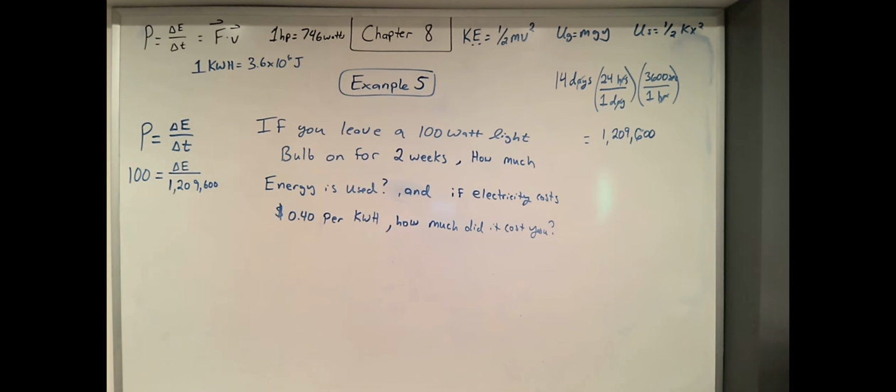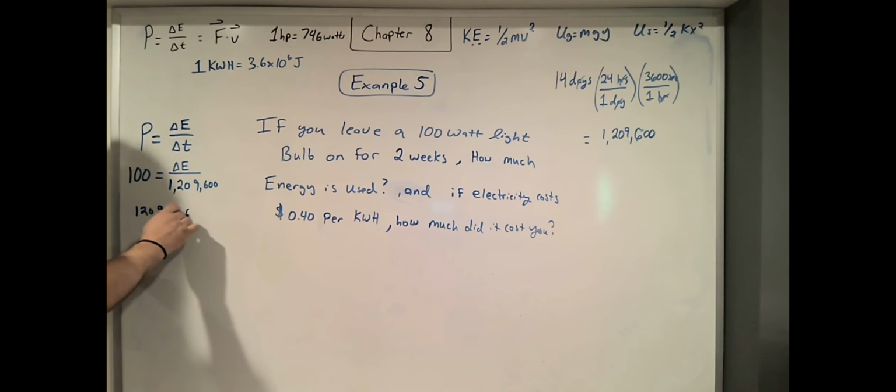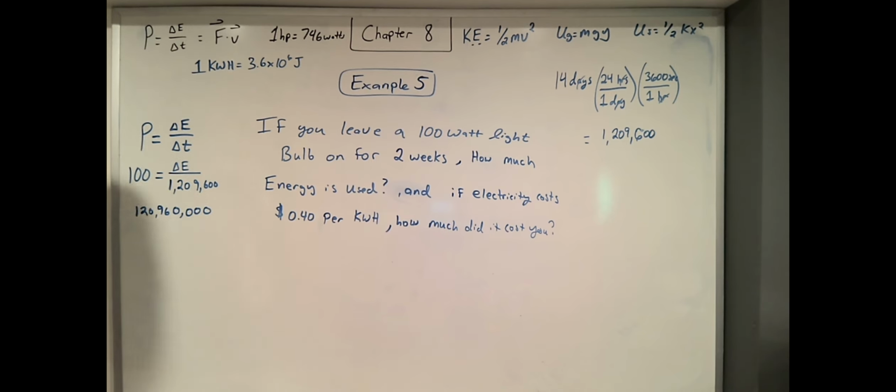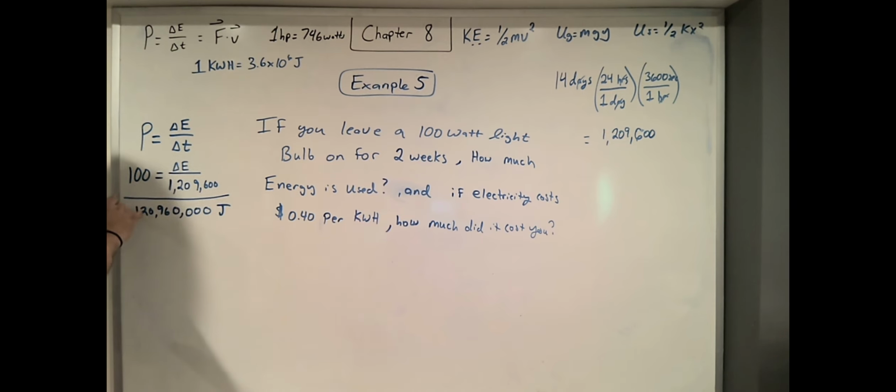All right, so I need to multiply that over to the other side. Multiply by 100. It's just now going to be 120,960,000. 120 million, 960 thousand joules is the amount of energy that you spent on your light bulb that you forgot about for 2 weeks.